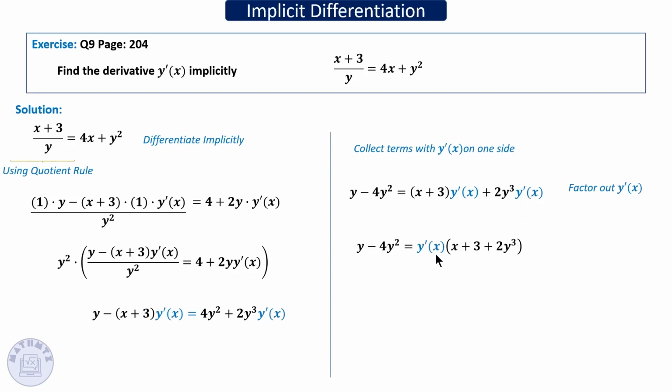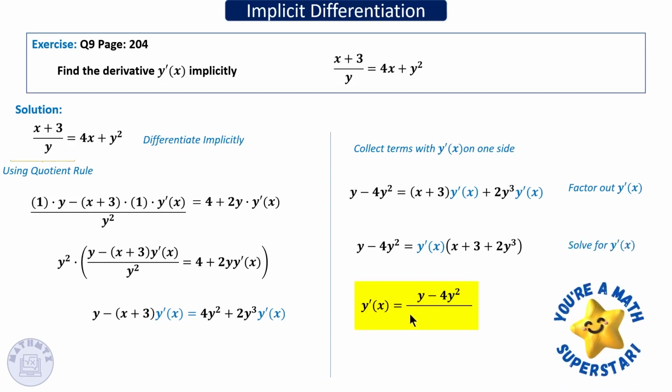Taking y prime as a common factor, you'll be left with x plus 3 plus 2y cubed. Of course, we need to solve for y prime, dividing on this bracket, and this will be the derivative here.